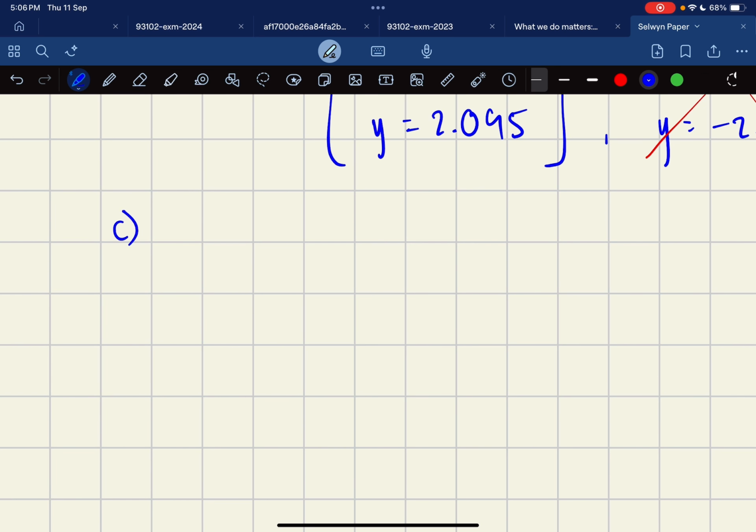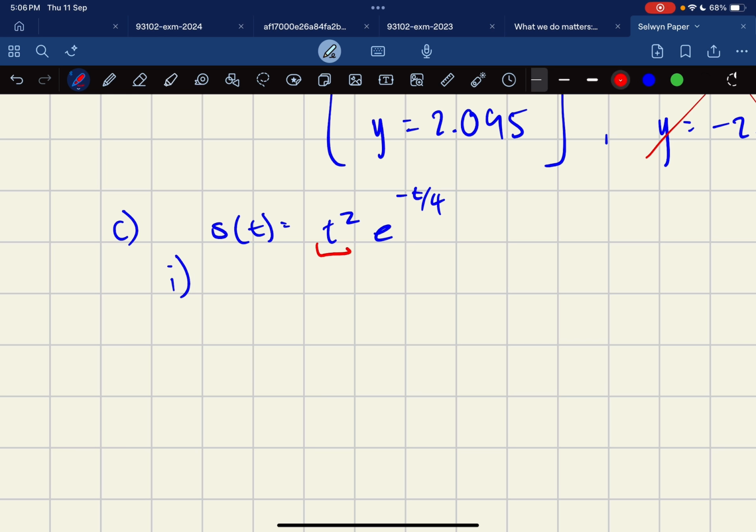Okay, part C. Part C is the distance of an object at time t seconds is given by this, so s of t is equal to t squared e to the negative t over 4, where t is between 0 and 40. Part I of this question is find an expression for the velocity. So distance to velocity, you just derive this function.